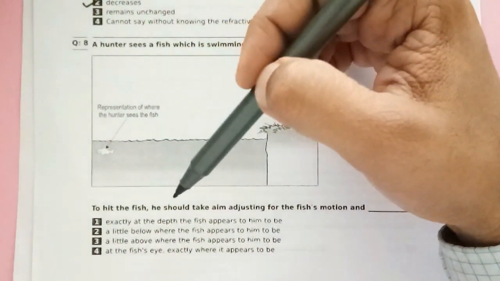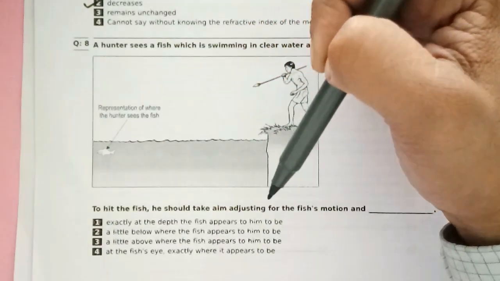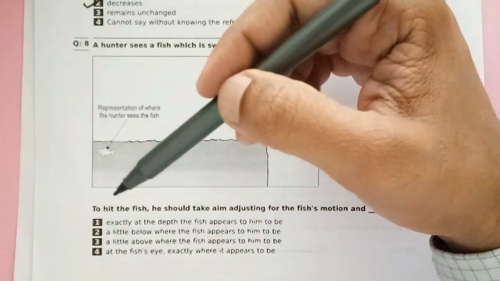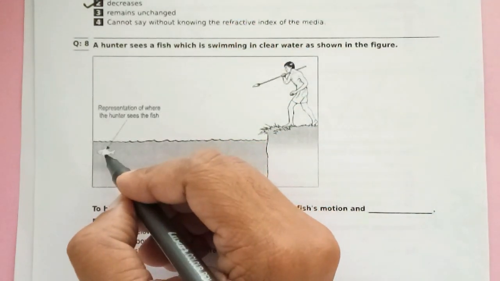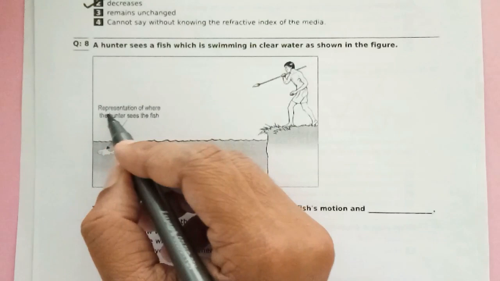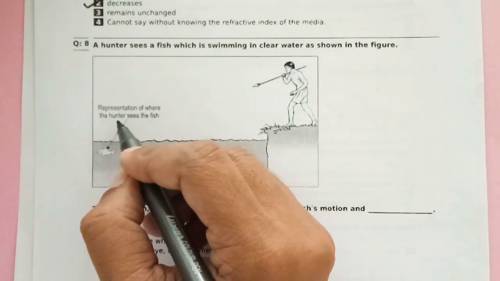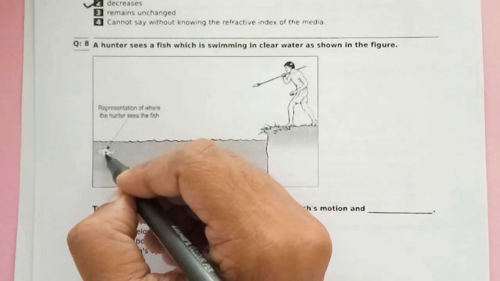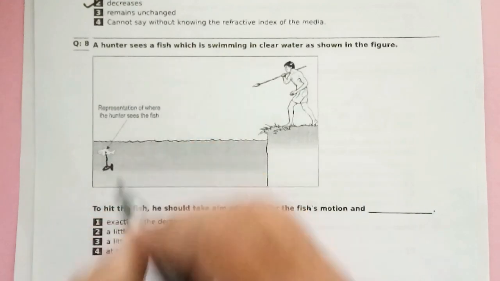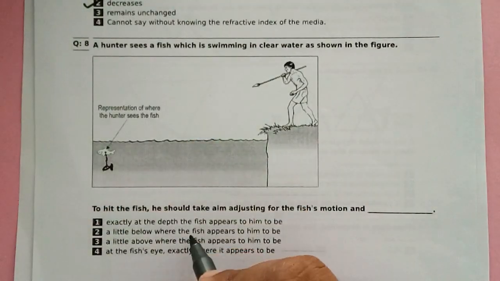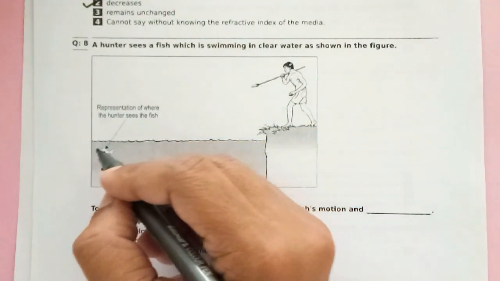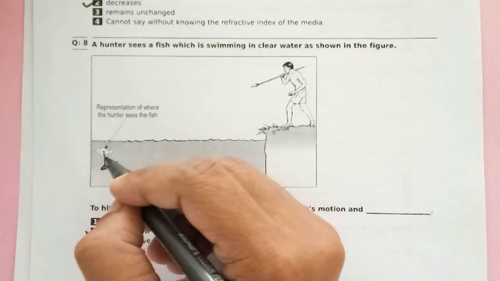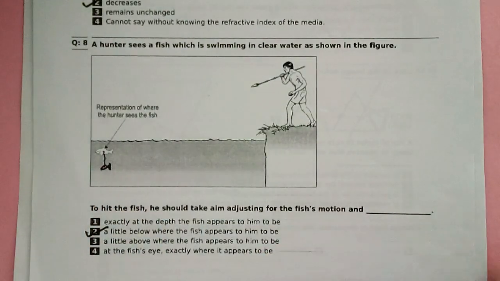To hit the fish, he should take the aim adjusting for fish motion and exactly at the depth? No, because what the hunter sees is only a representation of where the fish is, so actually the fish is somewhere over here. So a little below is the correct answer, because really the fish is here, not here. So if we actually throw the spear over here, we are going to miss it, because this is only the image, right? Okay.